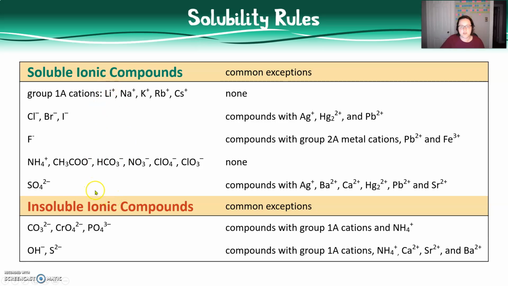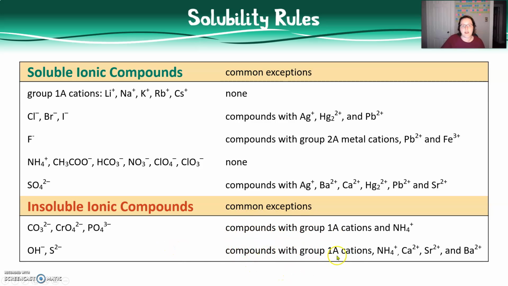Note that the top portion represents all the ions that usually make a compound soluble. So if one of these ions is contained in an ionic compound, then you know that that compound will be soluble. Some exceptions to these types of compounds are listed on the right, and these would be for compounds that are insoluble. On the bottom portion, this represents ions that usually make a compound insoluble. So if you found one of these ions in a compound, you would assume that the compound is insoluble. But there are some exceptions to these rules as well.